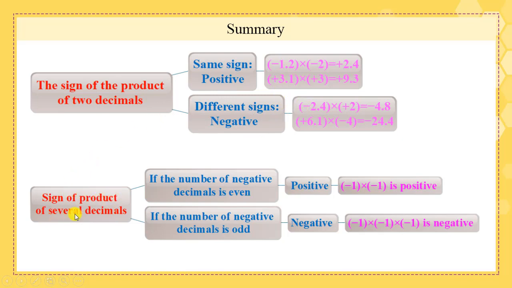Sign of product of several decimals. If the number of negative decimals is even, then the product is positive. If the number of negative decimals is odd, then the product is negative. And here are the examples.